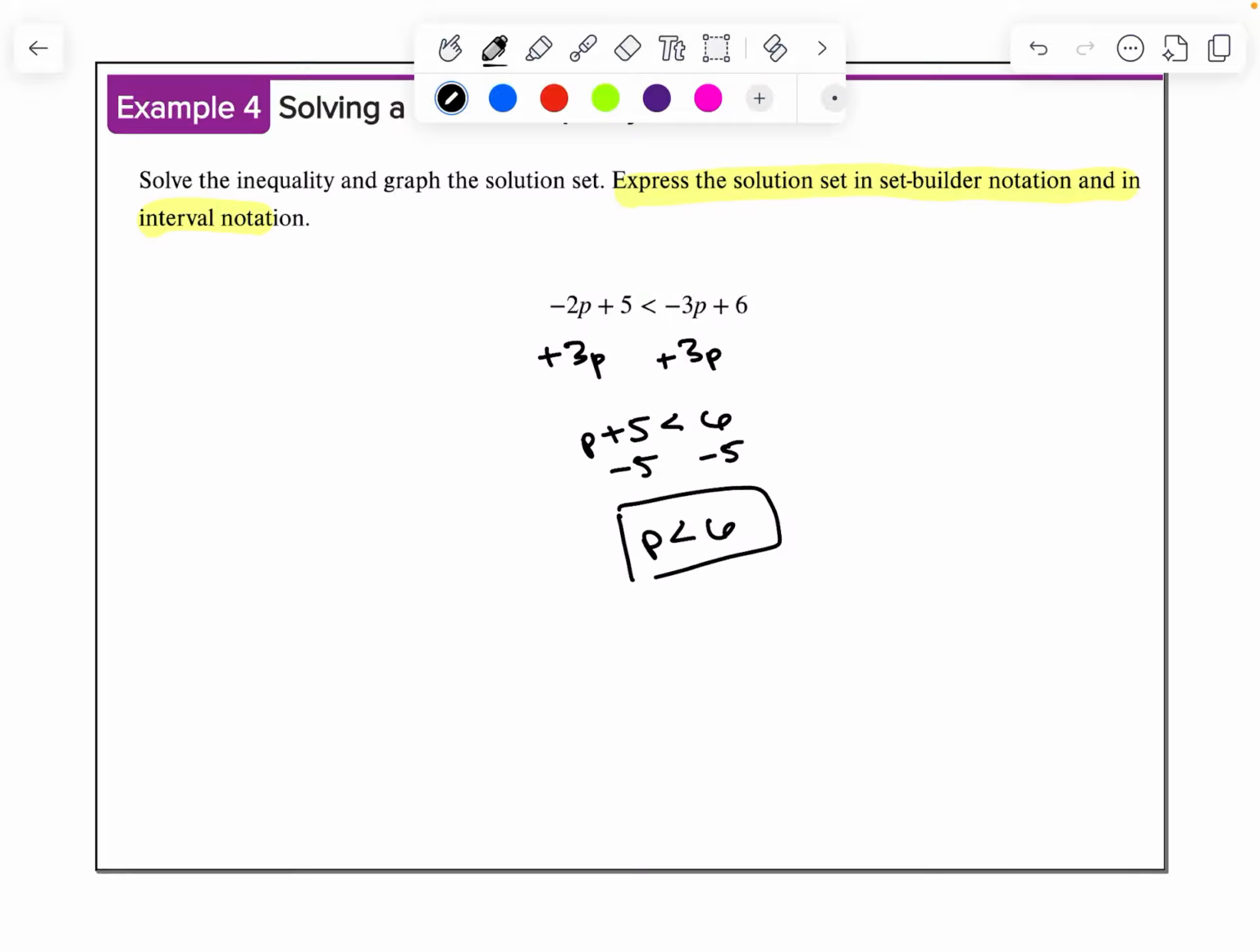P less than 6. Before we start to write out our set builder and interval notation, let's see if we can get it graphed. 6, 7, 5, 4, 8. Give it a little context. This is strictly less than, so an open circle, and we're shading P as less than 6. 5 and 4 are both less than 6.